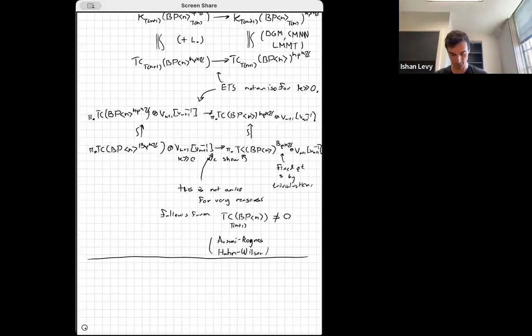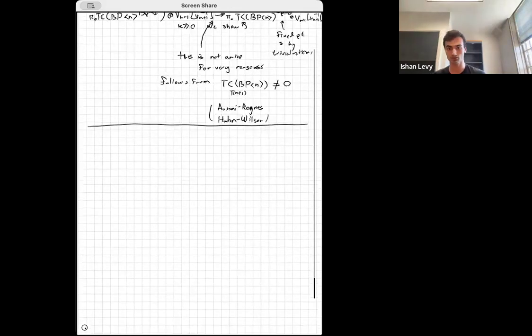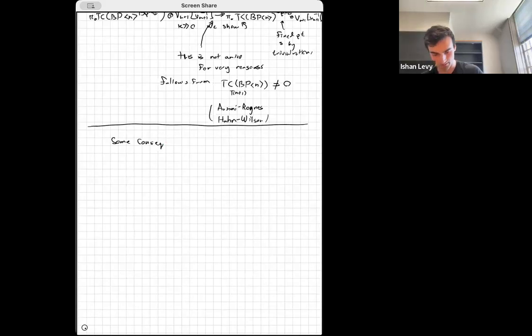Okay, so I want to tell you some consequences of this. The telescope conjecture was making a prediction about the stable homotopy groups of spheres. So what can we say now about the stable homotopy groups of spheres? Well, one thing we can say is that they're very big. So I want to explain why this tells us a lot about the size of the stable homotopy groups of spheres.